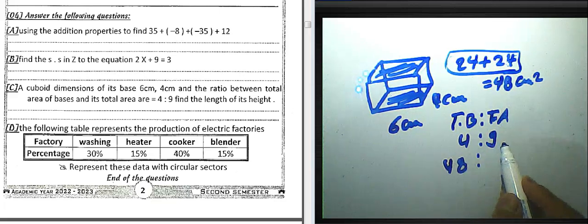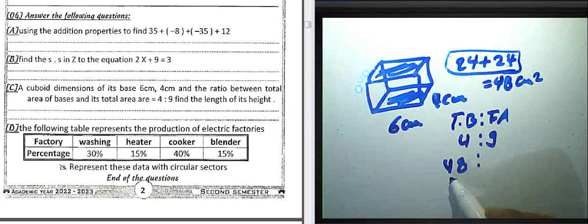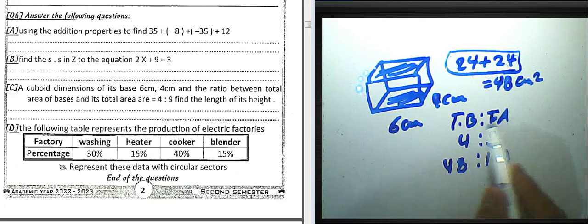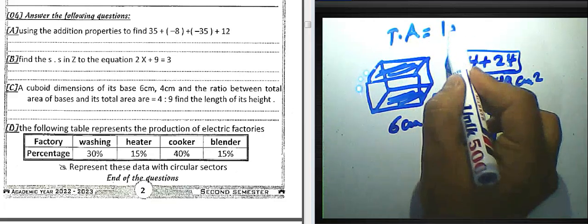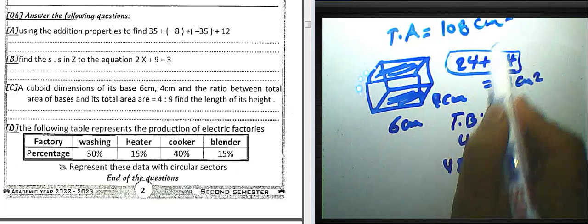Then the total area will be what? 4 times what equals 48? 4 times 12 equals 48, and 9 times 12 equals 108. Okay, it's the total area. Then the total area will be 108 square centimeters.